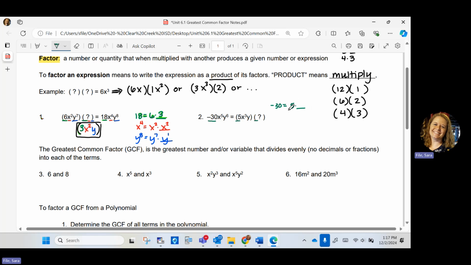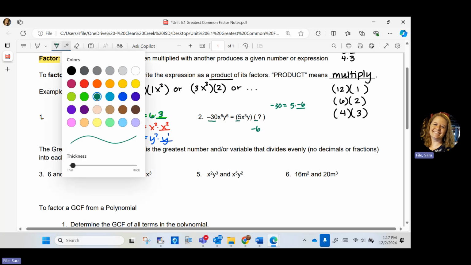So if you need to divide to figure out what goes in that blank, if you don't know it just off the top of your head, that's fine. You can do that division. You can solve for that blank. Okay, but that does come out to negative 6. So it's negative 6 for the number part, the coefficient.